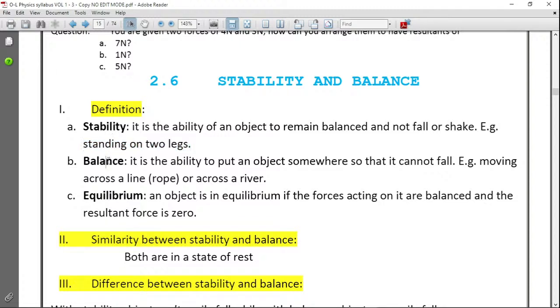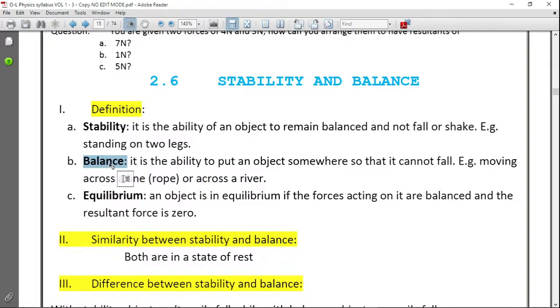But with balance, it is just like you take your pen and you struggle until you place it standing vertically. If somebody blows it will fall, right? In that case, the pen is just balanced, it's not stable. Stability means that you can resist toppling or falling. But balance means that any slight small force will just topple it over.